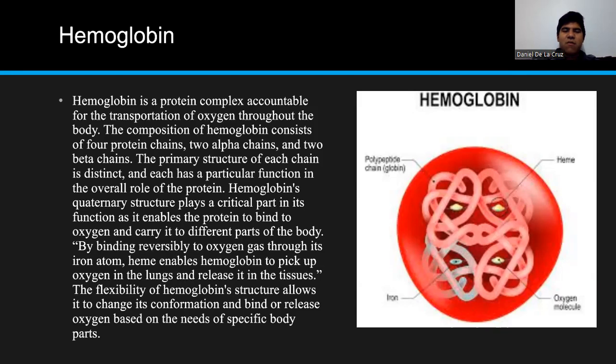By binding reversibly to oxygen gas through its iron atom, heme enables hemoglobin to pick up oxygen in the lungs and release it into the tissues. The flexibility of hemoglobin structure allows it to change its conformation and bind or release oxygen based on the needs of the specific body parts.